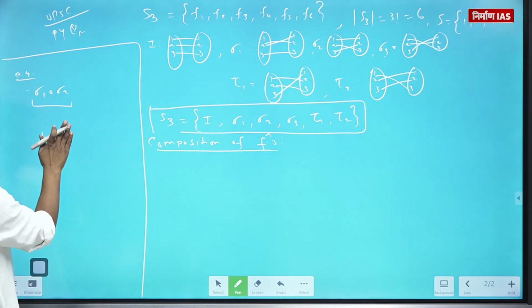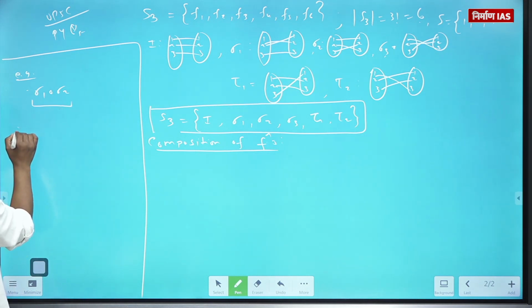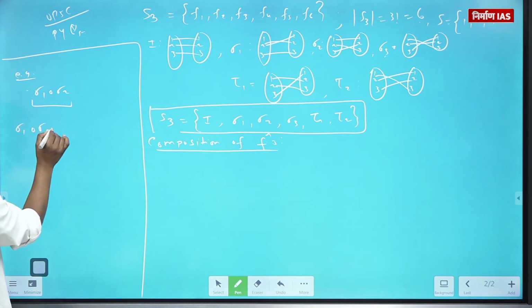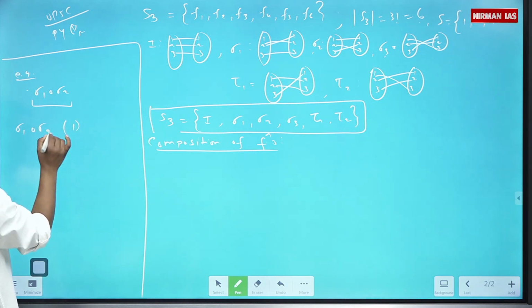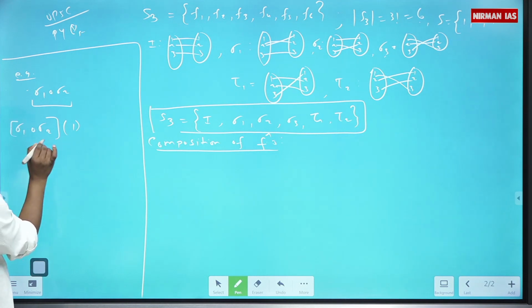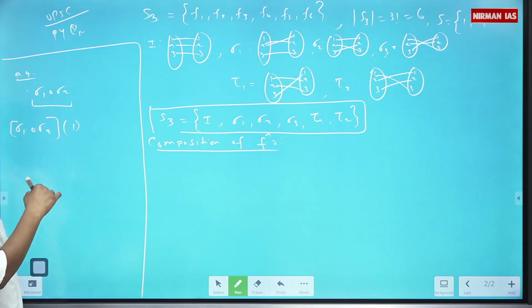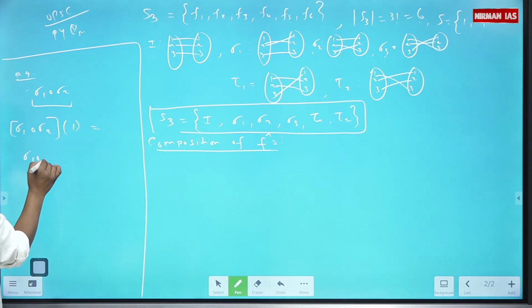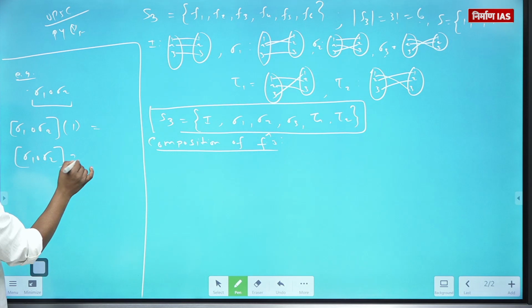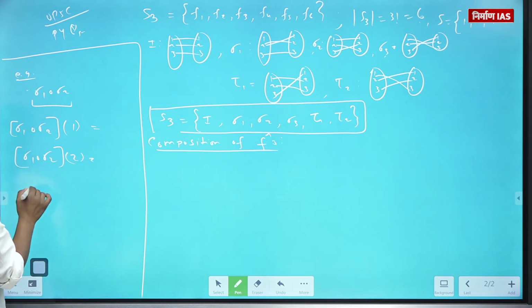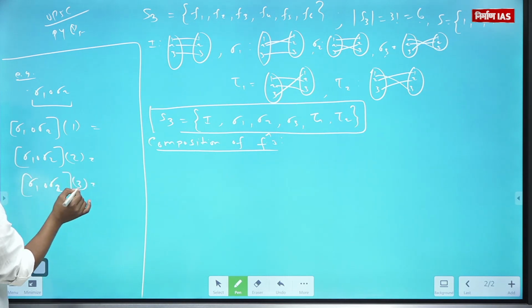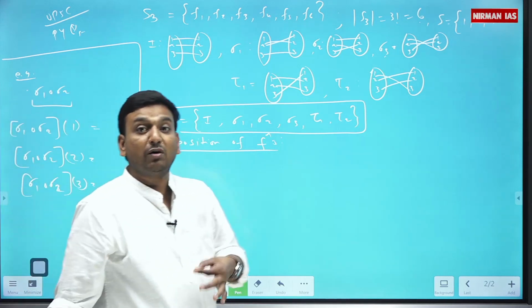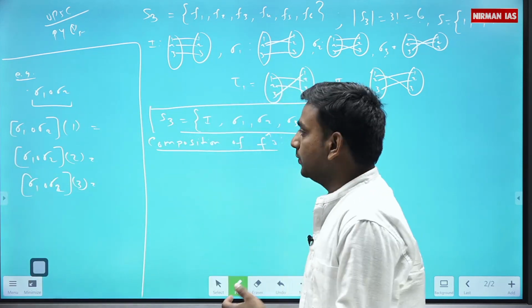Sigma 2 is a function. That means I want to know what is the image of 1 under the function sigma 1 composition sigma 2. This I want to know. What is the image of the second symbol? Similarly, what is the image of the third symbol under this function sigma 1 composition sigma 2?